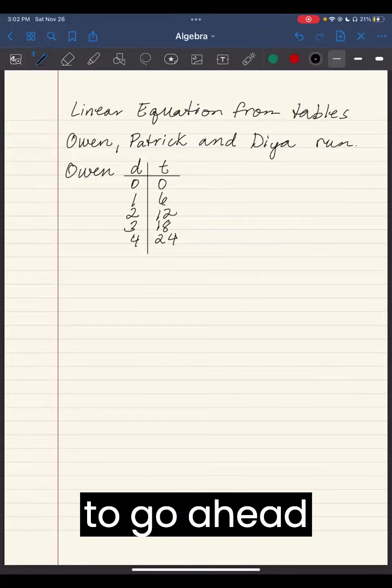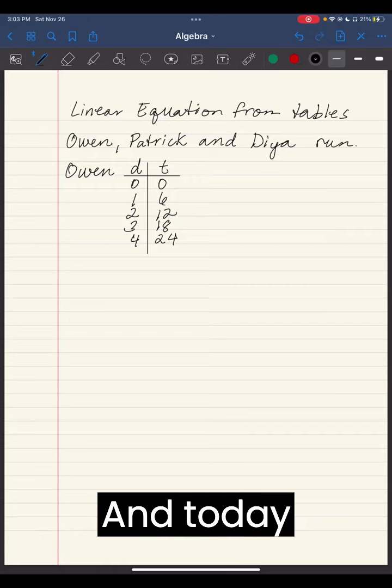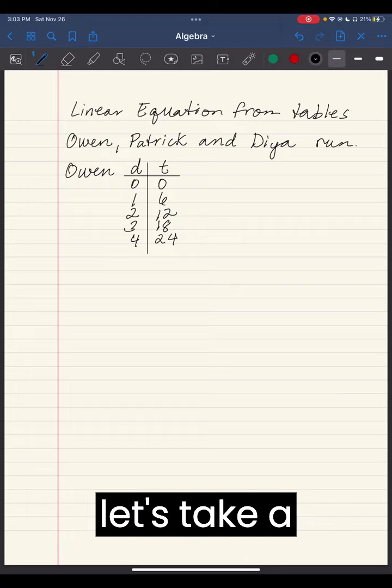All right, we are going to go ahead and get started with linear equations. And today we're talking about linear equations from tables. So you may have seen, along your math journey, people making tables and kind of wondering how does that relate to an equation. So let's take a look.